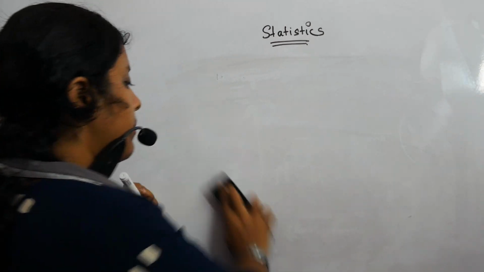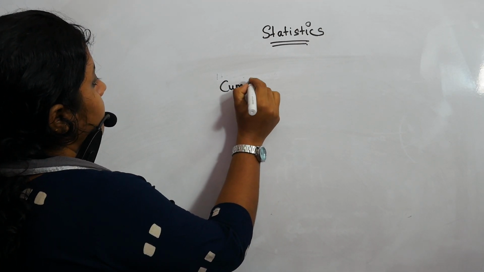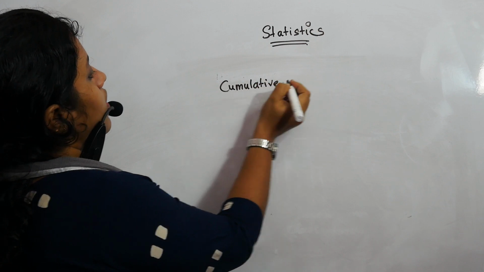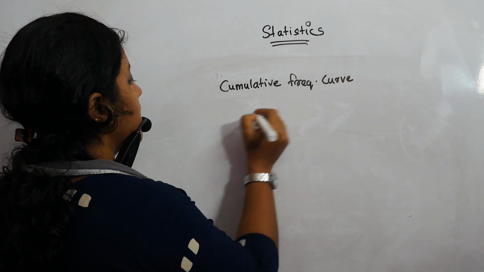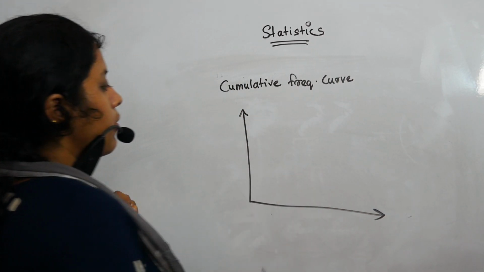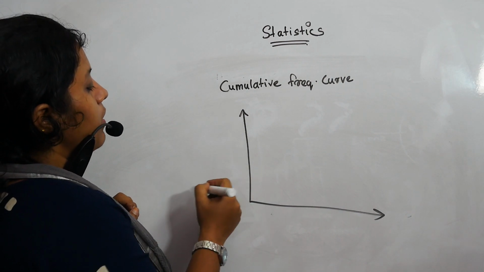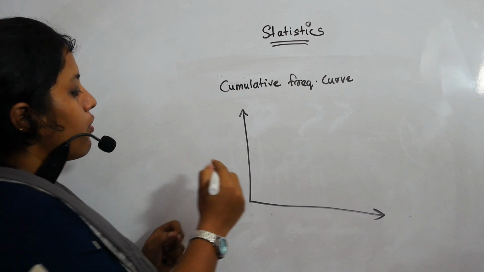What all things will be there? Another name of ogive is cumulative frequency curve. So here we'll be having the upper limit of class.